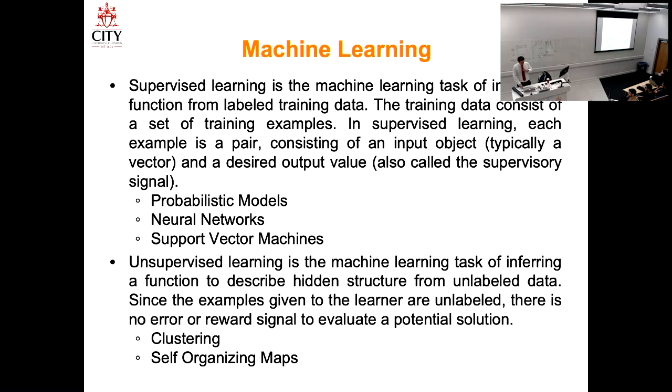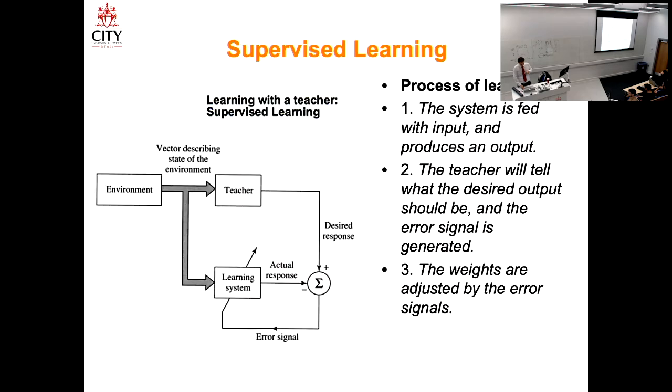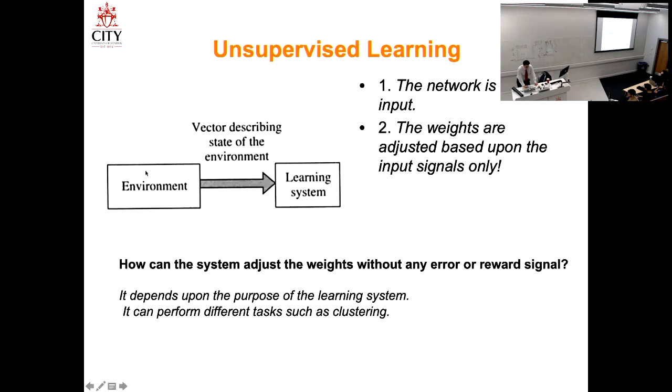Techniques for supervised learning include probabilistic models, neural networks, support vector machines, and for unsupervised learning, we know clustering, self-organizing maps, and things like that. So again, supervised learning: environment, teacher, learning system, and there is a desired response. If we generate a response, and now we know the desired response, if there is no error, good. If there is an error, the learning system updates itself and keeps doing this until we reach a number of iterations or everything is classified correctly.